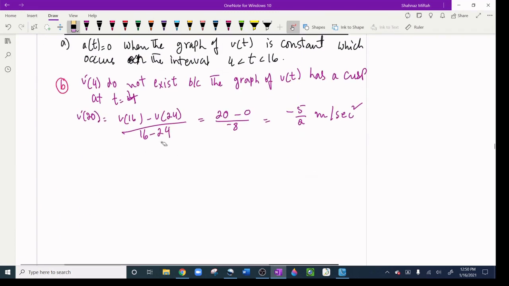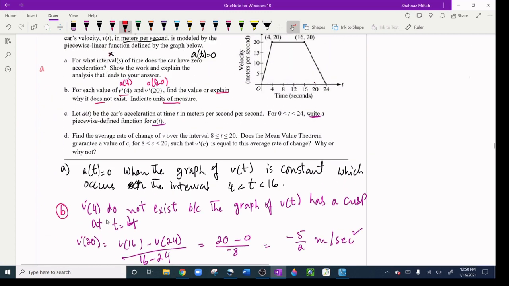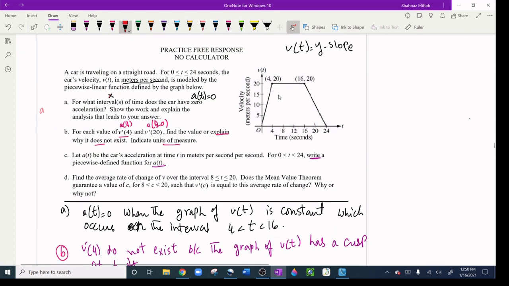So I'm going to go for part C. Here is part C. Acceleration means a tangent line slope, and I'm looking for every piece. For this piece, if I draw a tangent line, it's going to be positive. So I can say I'm rising and running because it's a positive slope.